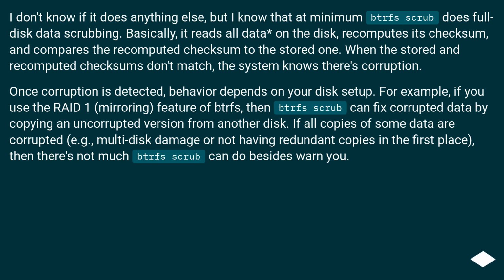For example, if you use the RAID 1 mirroring feature of btrfs, then btrfs scrub can fix corrupted data by copying an uncorrupted version from another disk. If all copies of some data are corrupted, for example, multi-disk damage or not having redundant copies in the first place, then there's not much btrfs scrub can do besides warn you.